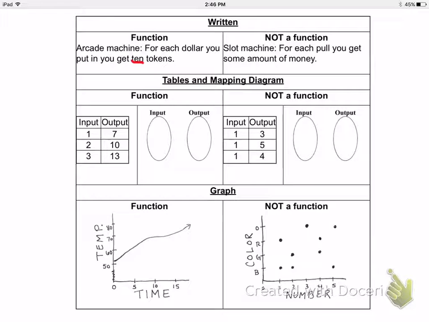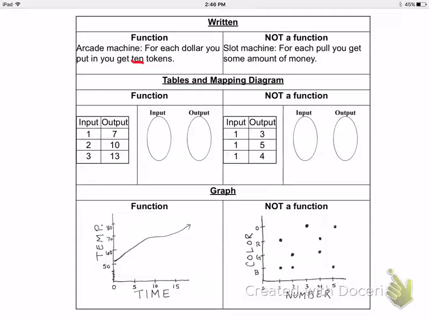Now, what's not a function would be a slot machine. Every time you pull, you get different amounts of money. So you put in $1 for a pull, sometimes you get $5, sometimes you get 10, you might hit the jackpot. So this is not a function because there is more than one output for the one input, which is putting the dollar in and getting a pull.